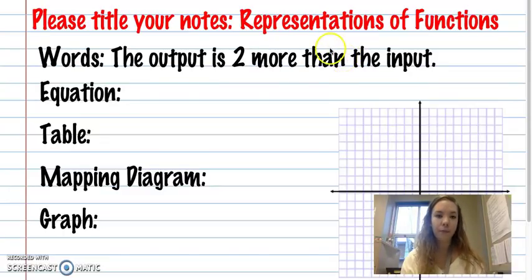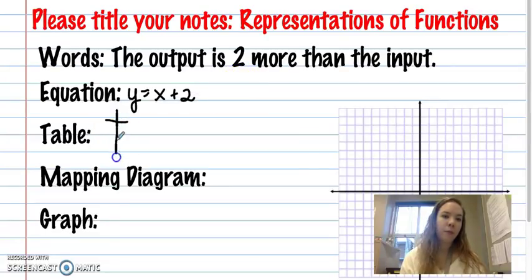So the output is the same as y, so this is y equals 2 more than the input. So the input is x, 2 more would be plus 2. And we can also make a t-table. So x is on the left, y is on the right.